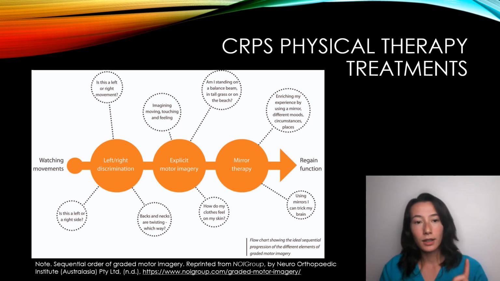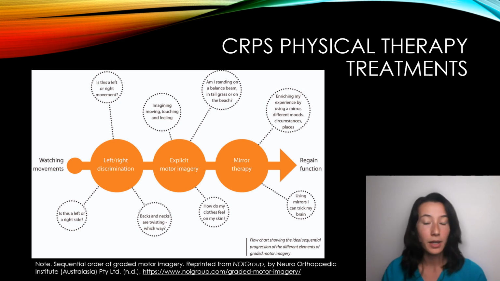So, number 1, left versus right discrimination. People with CRPS may have an altered ability in distinguishing between left versus right sides. So the concept of this treatment is to look up pictures on Google, on your phone, whatever it is, and ask your patient to identify whether they believe it's a left or a right limb. It takes practice. If you just show a straight leg, it might be a little bit easier, but if you show one that's maybe externally rotated, the foot is dorsiflexed, just something a little bit wacky, it can really throw some people off.